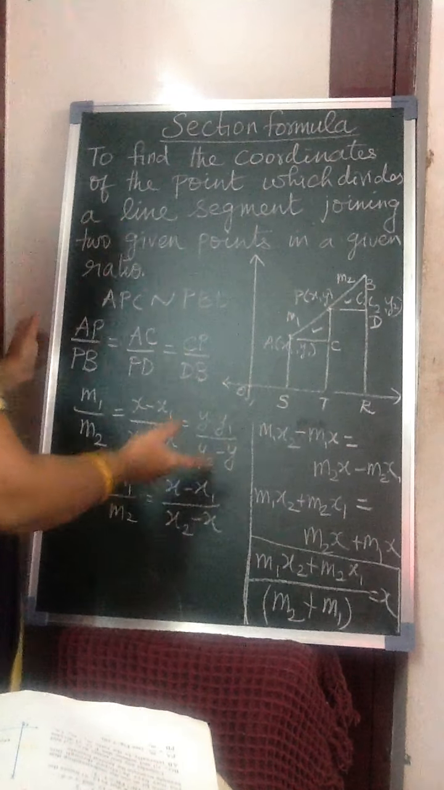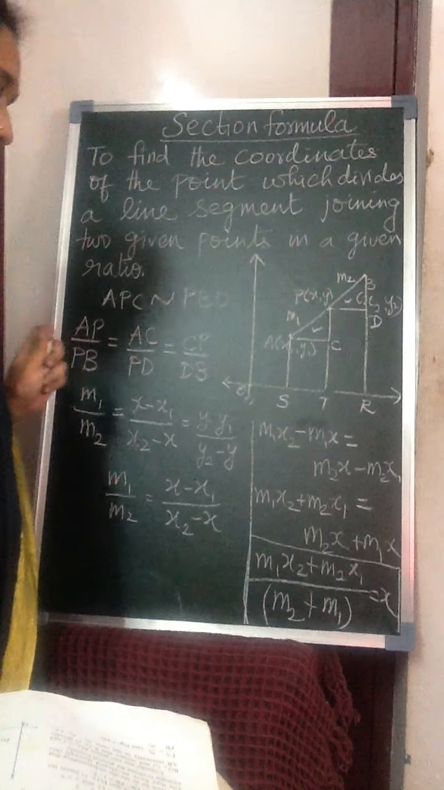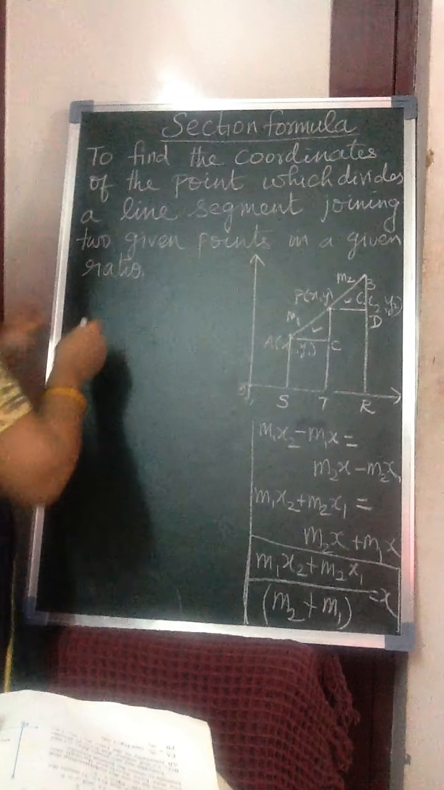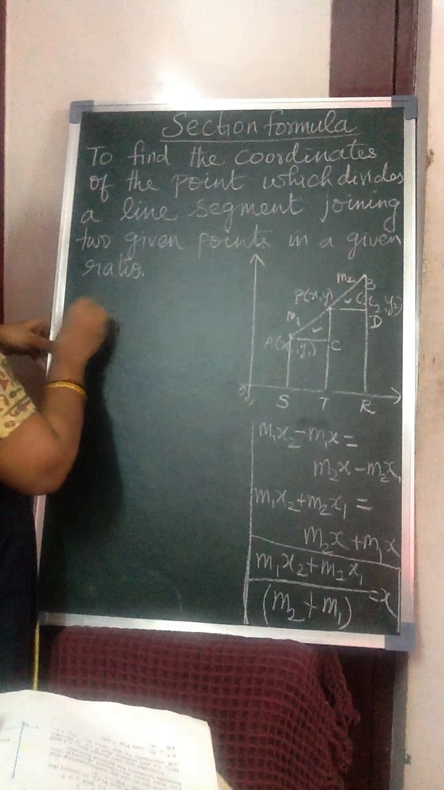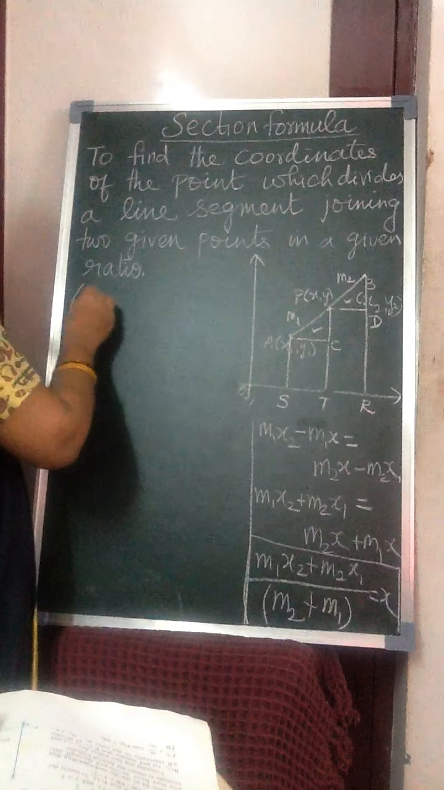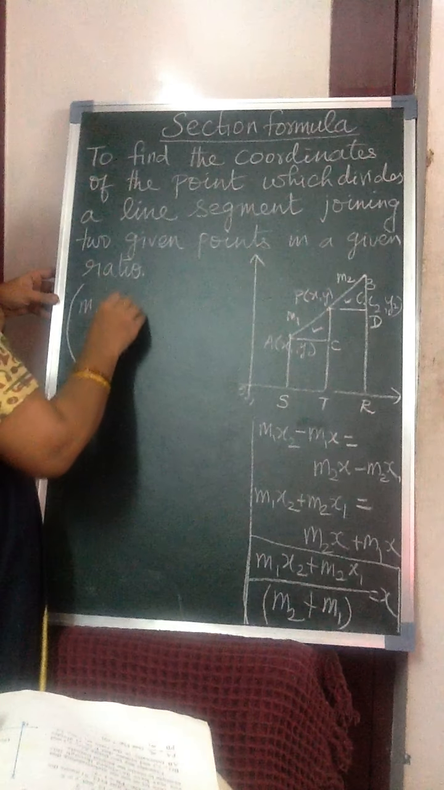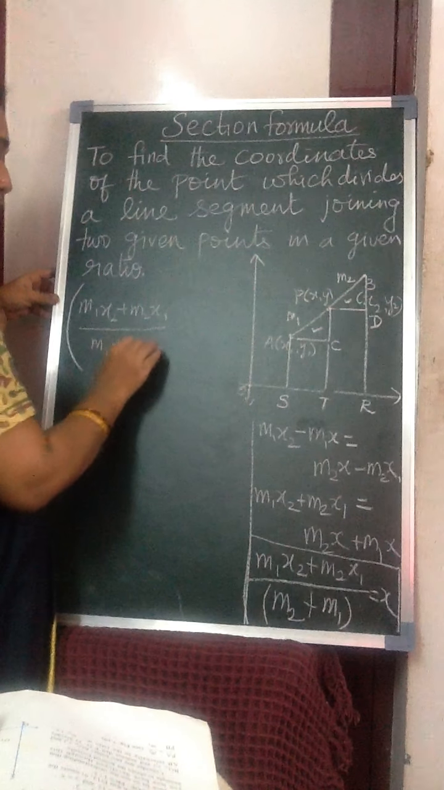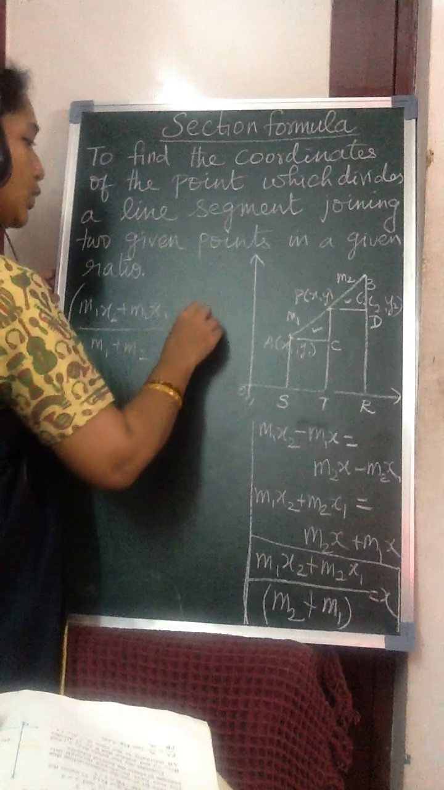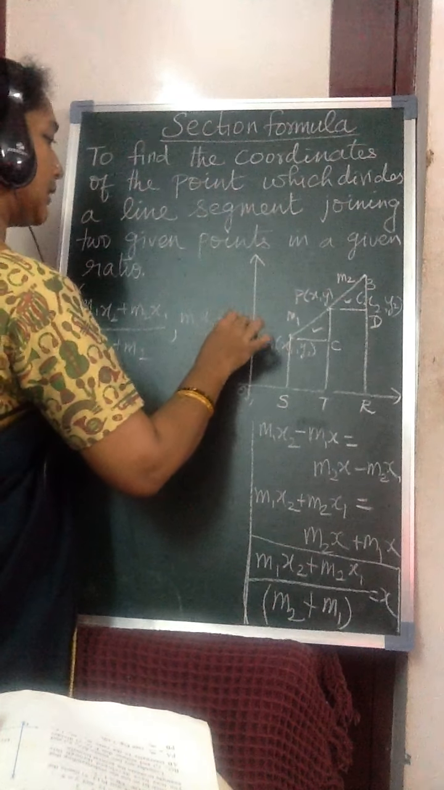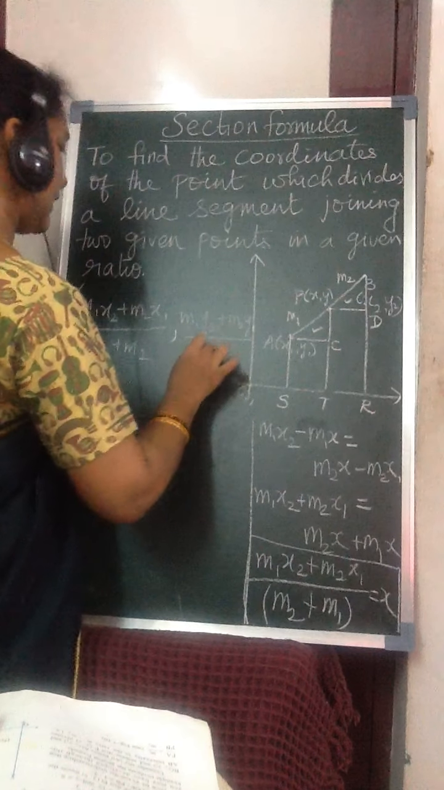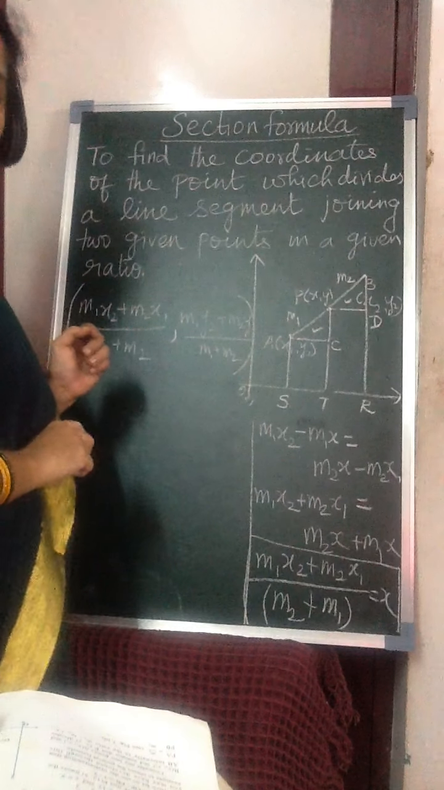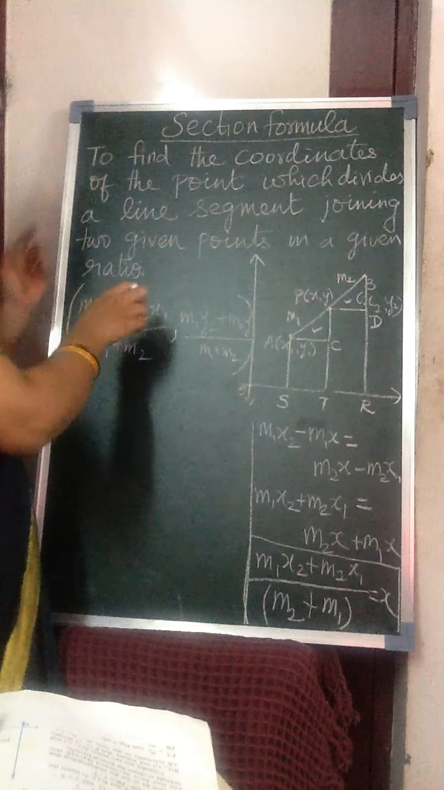The same way, using the same method, you can find the y coordinate also. So you will get the x coordinate as M1x2 plus M2x1 by M1 plus M2, and the y coordinate as M1y2 plus M2y1 by M1 plus M2. So this is called the section formula.